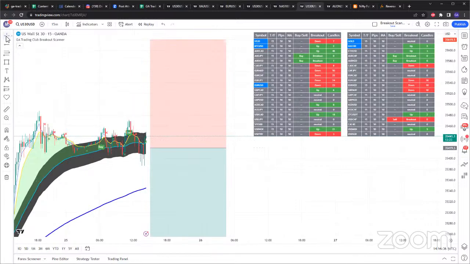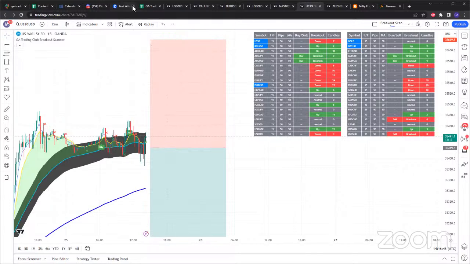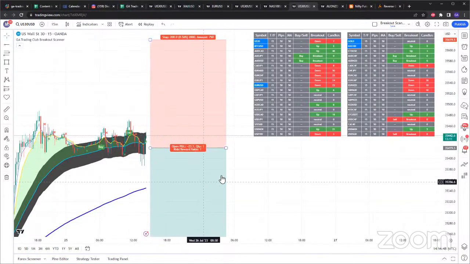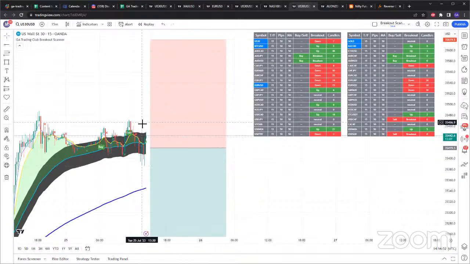If not, it is possible US 30 can break up for a buy and take out this high low. So keep in mind the days like this before heavy news, they normally attempt to trap traders, actually to trap both buyers and sellers. So they can literally push US 30 up.